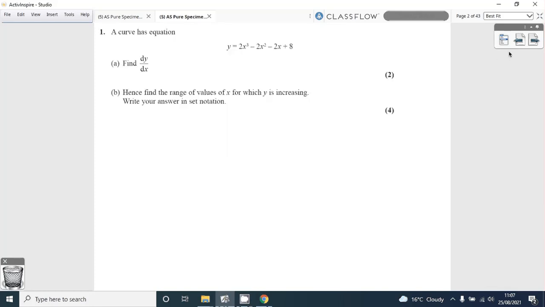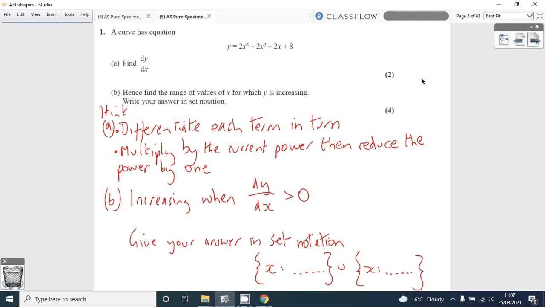So pause the video now if you just want to have a go just from the question. Now your hint. So dy dx is obviously when we differentiate, and we're going to differentiate each term in turn. So there's 4 pieces to differentiate.